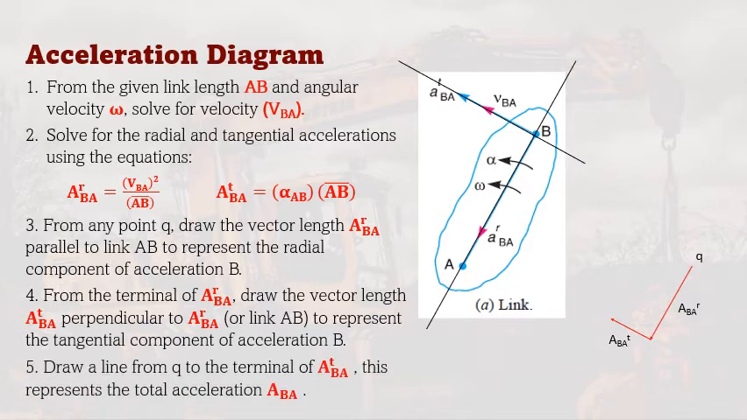Then we draw a line from Q to the terminal of the tangential component of the acceleration of B relative to A. This represents the total acceleration of B relative to A. So finally, we were able to get the absolute, or total, acceleration of B relative to A. That is the value and that is also its direction. That is how we can use the acceleration diagram in solving the different accelerations.